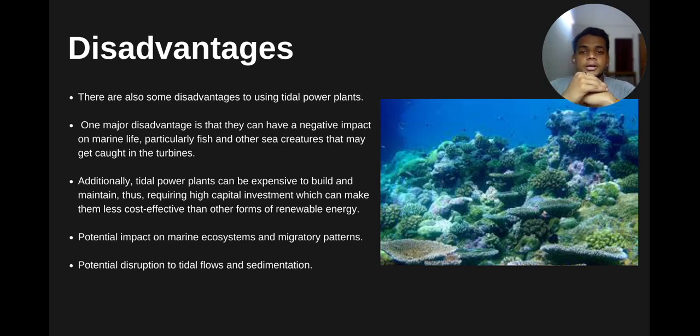Then additionally, tidal power plants can be expensive to build. Previously I mentioned that after its establishment, the cost for its operation is very low.